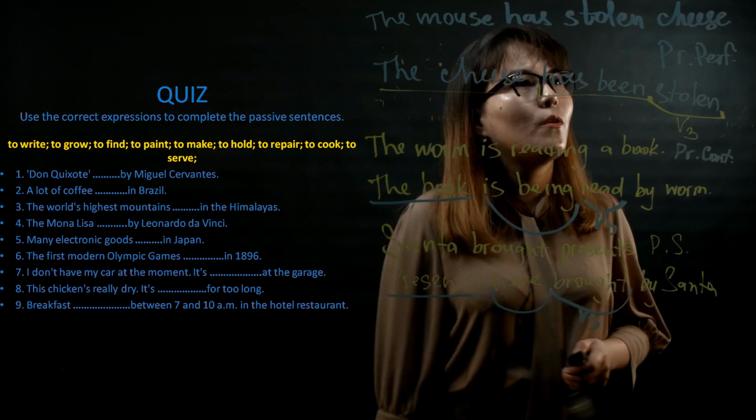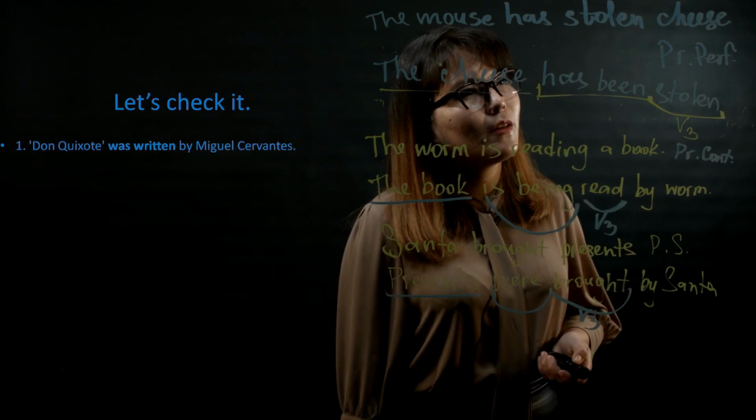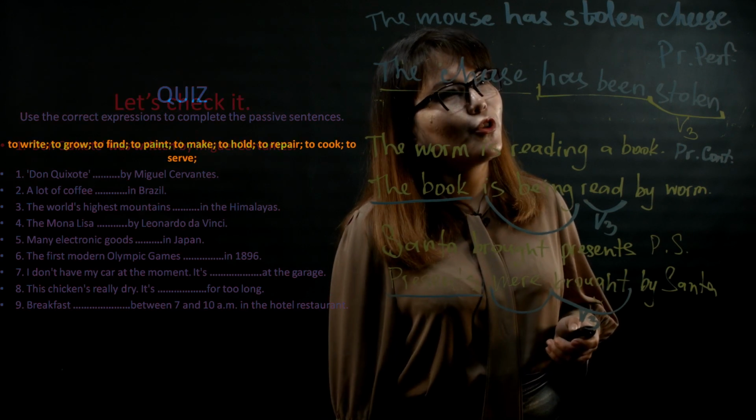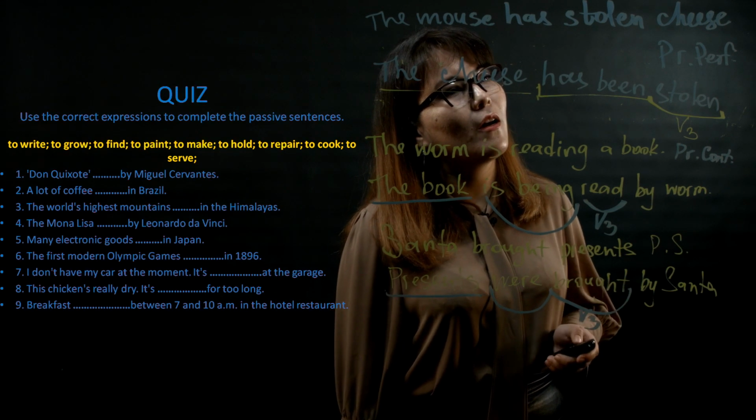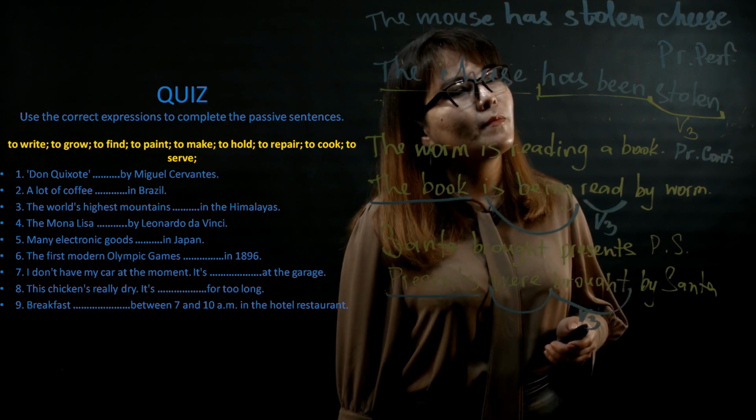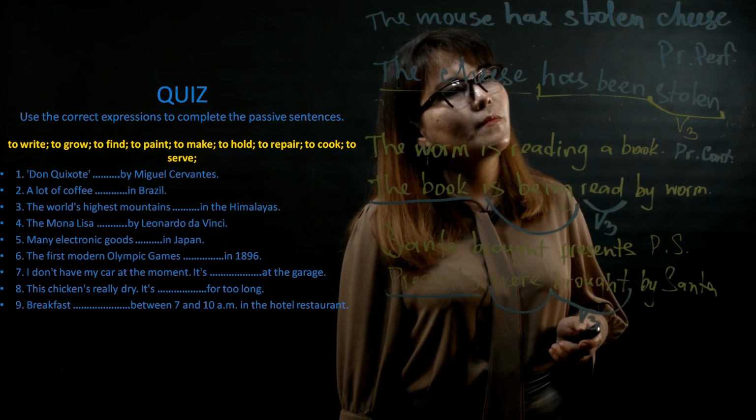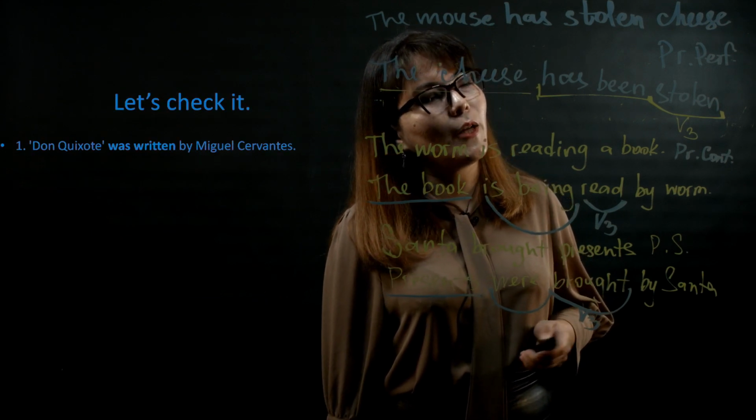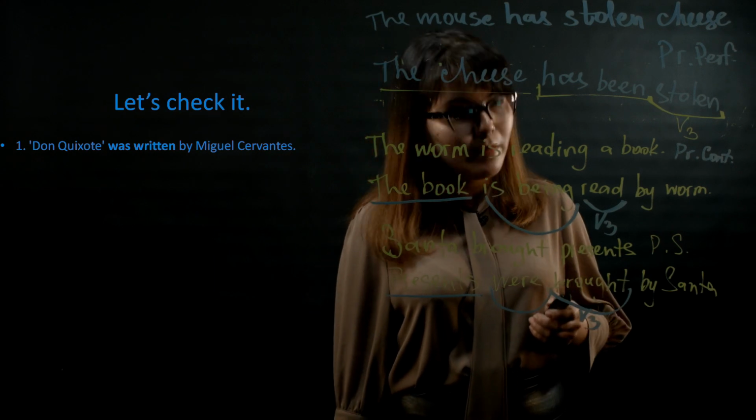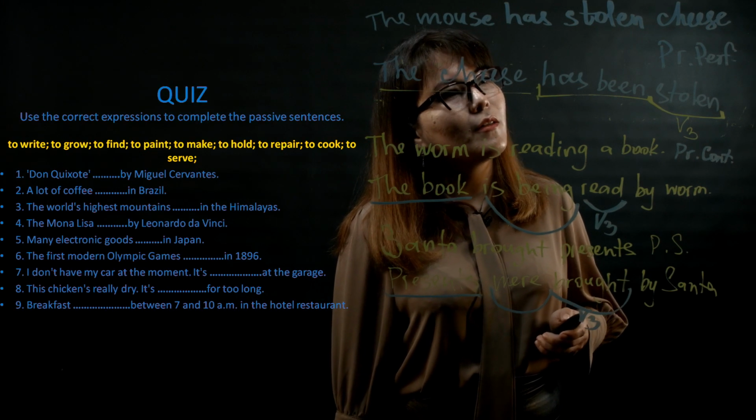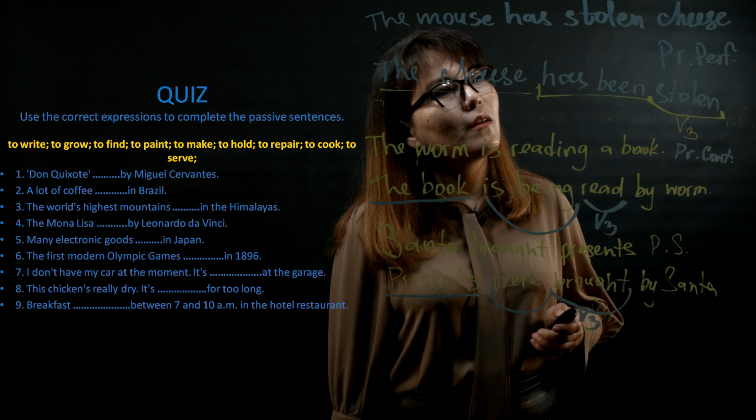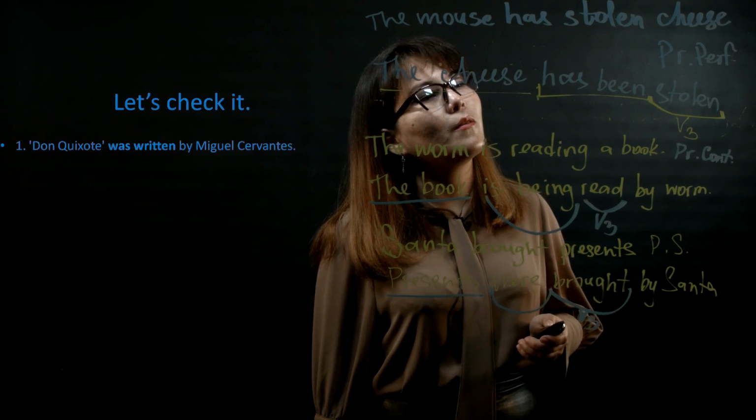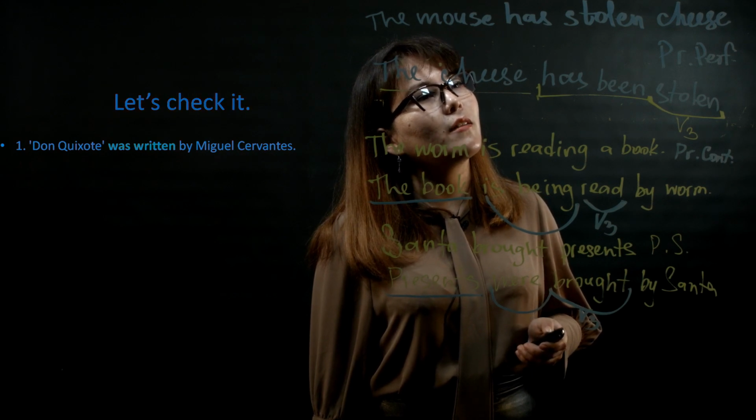Okay, so let's check it. So the first sentence. First of all, you choose the verb to write. Okay. So it was written. It was written. Why? Because this masterpiece was written by Miguel Cervantes. So look at it. The next sentence.